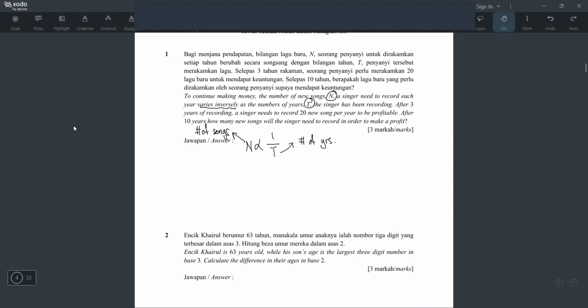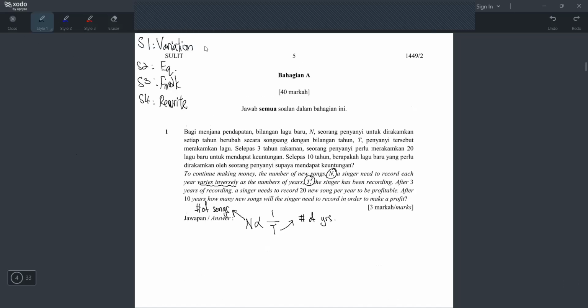After we write the variation, what is the next step? Step 1, the variation, is done. Step 2 is to change it to an equation. How to change? You just change this symbol to equal, but you have to add K. So it will be K times 1 over T. Don't forget it's a times relation. And what is K times 1 over T? K over T. So you can actually write it fast, skip straight away and write K over T like this.